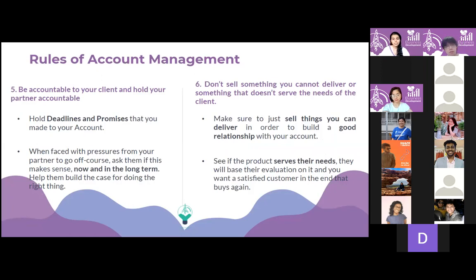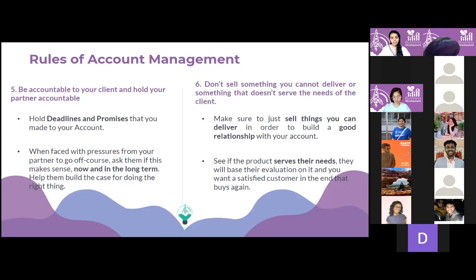Hold deadlines and promises that you made to your account. And also this goes vice versa. It's not just you. If you have promised something and you're delivering it, make sure if a partner says they're going to reach out to you in 1 week, hold them up to their word. And if they don't, follow up with them. Like, I remember from our last conversation, I just wanted to check with you, so you know the deal.